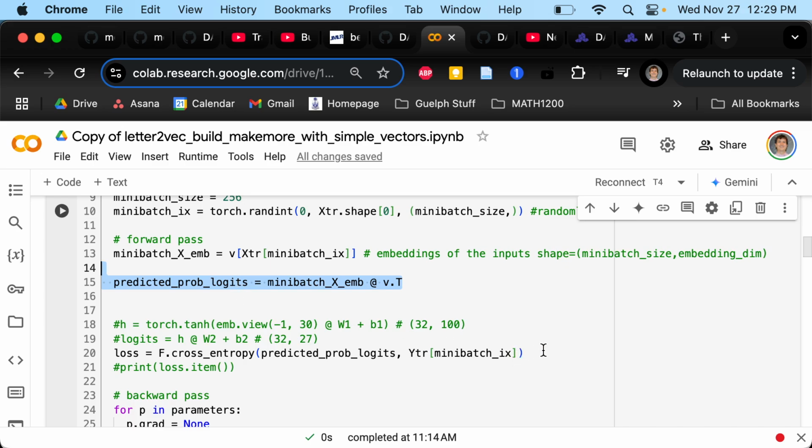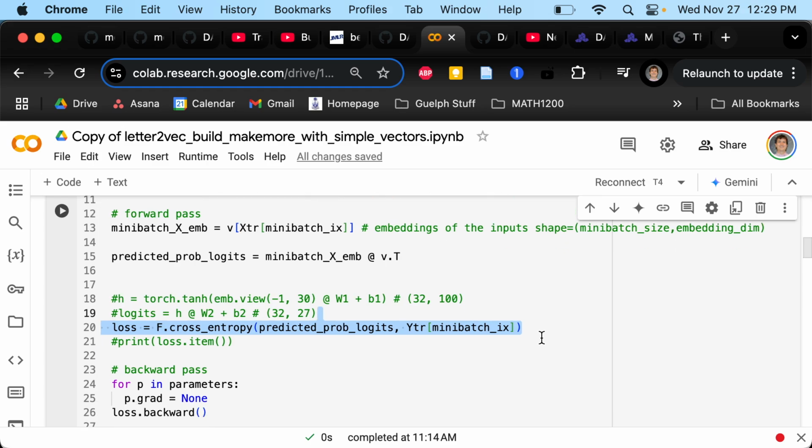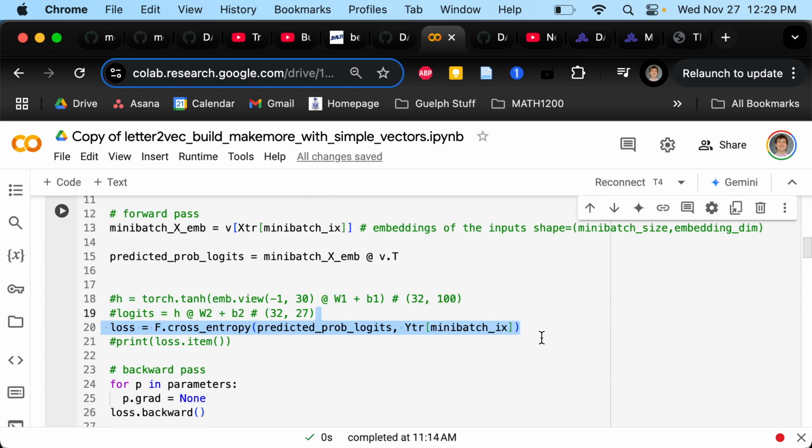What is the loss function? In the past, we wrote the loss function all by hand, but if you use the torch package, there's a function called cross entropy, and you just give it the logits and the actual answers, and it computes the cross entropy.